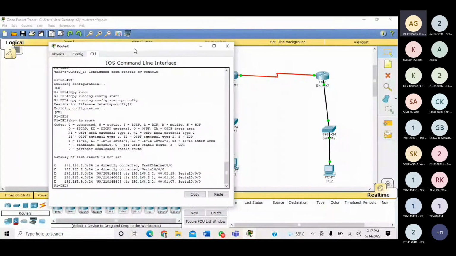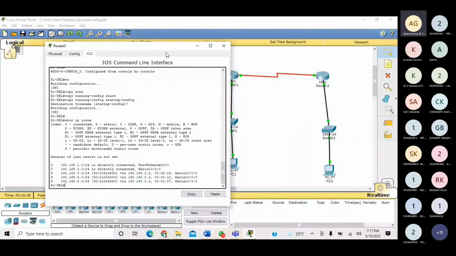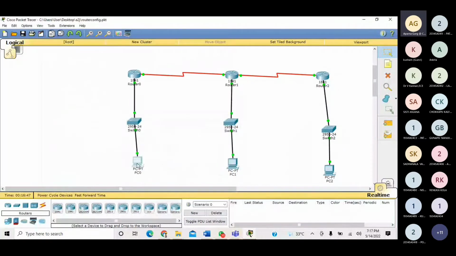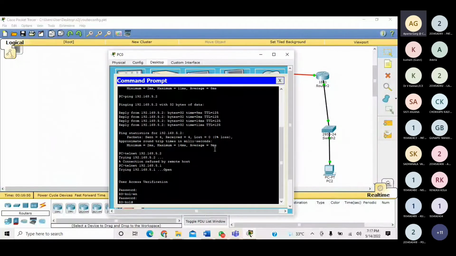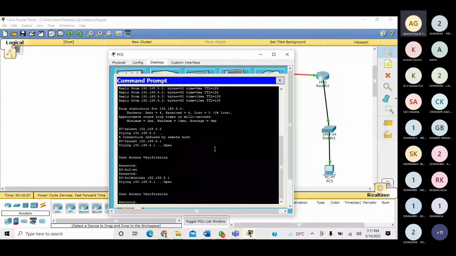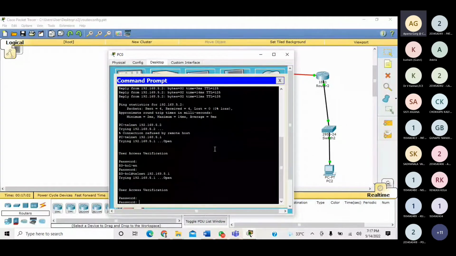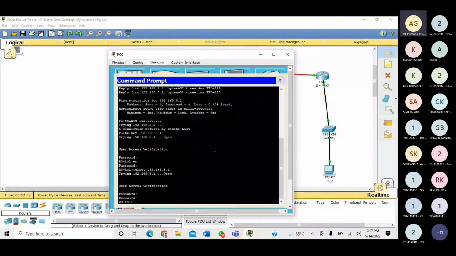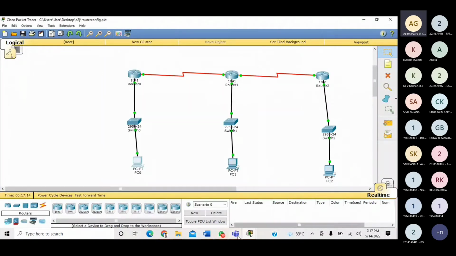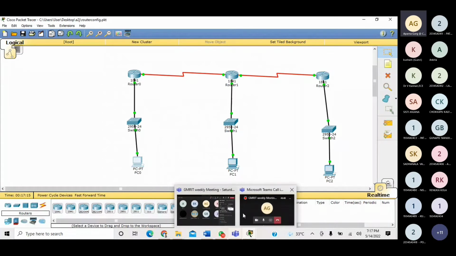Telnet 192.168.5.1. Telnet 192.168.5.1. Good. Very good. 1, 2, 3, 4, 5. Good. So Tagore, please take over now. Whosoever is done, please come back to Tagore. He will check and he will intimate me that whosoever all are done, I'll note down the list. Okay? Good. Great. Very nice.